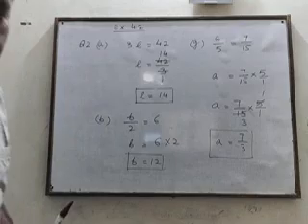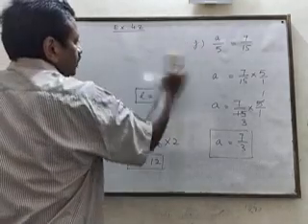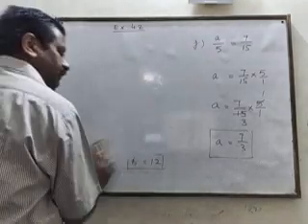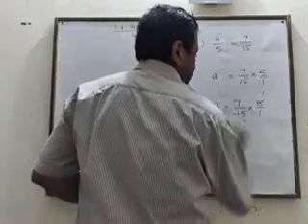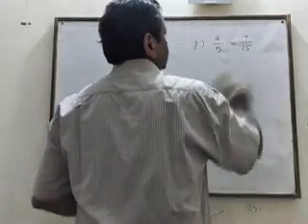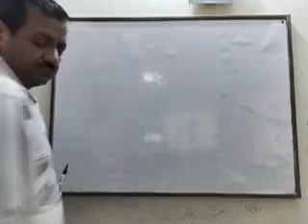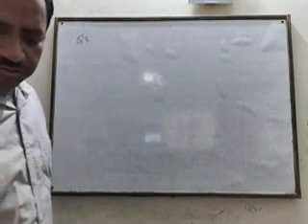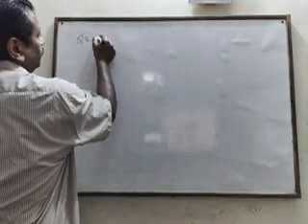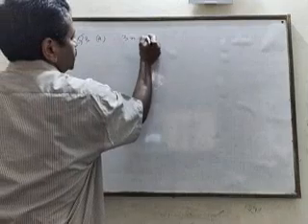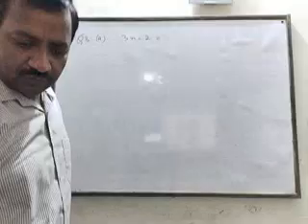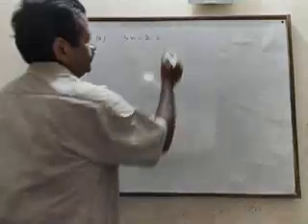Now come to question number 3. This question is important because it consists of addition, subtraction as well as multiplication and division. For the examination point of view, this question is important. A part: 3n minus 2 equal to 46.